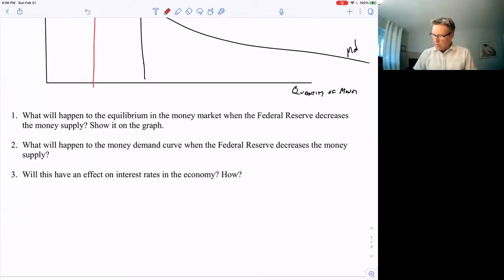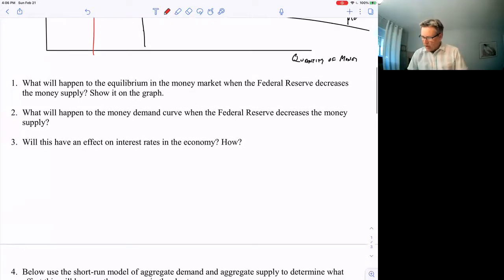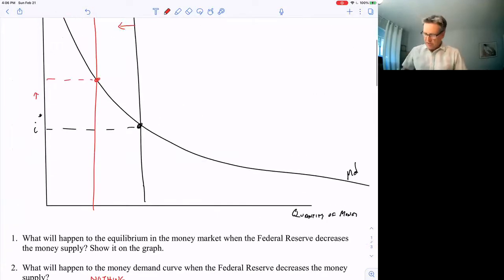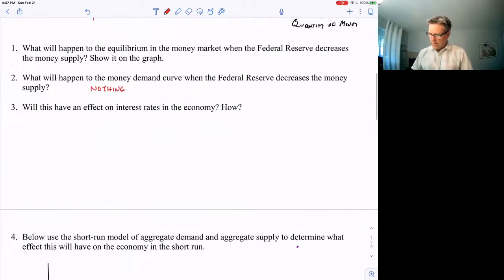What will happen to equilibrium in the money market when the Federal Reserve decreases the money supply? Well, we've shown it, the interest rate is going to go up. What will happen to the money demand curve when the Federal Reserve decreases the money supply? Nothing. The money demand curve does not change. There's just been a movement along the curve upward to a new equilibrium point. Will this have an effect on the interest rates in the economy? Absolutely. The interest rates will go up.